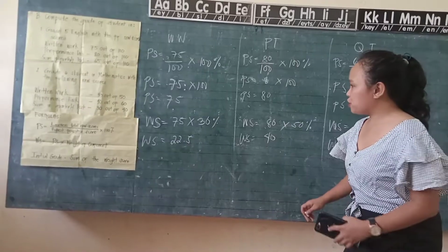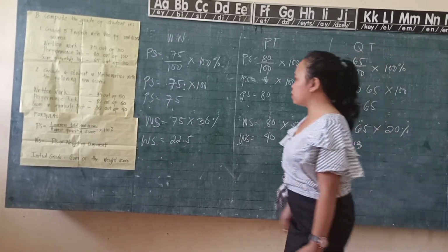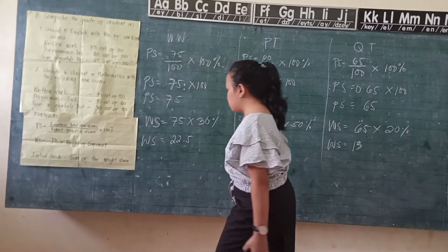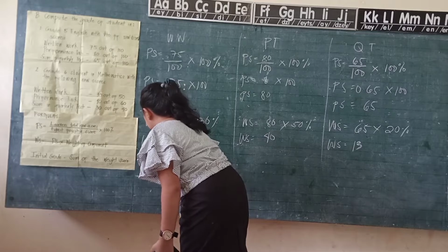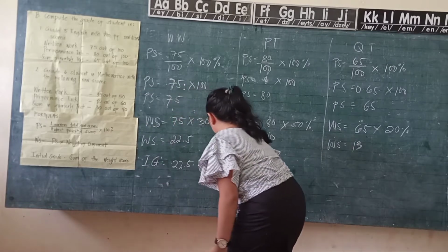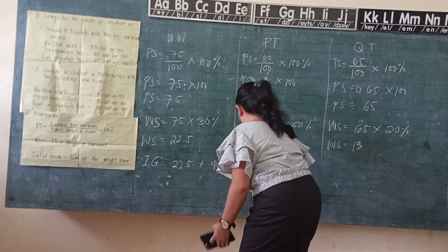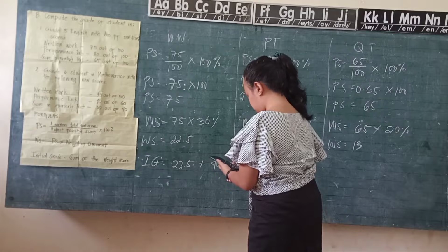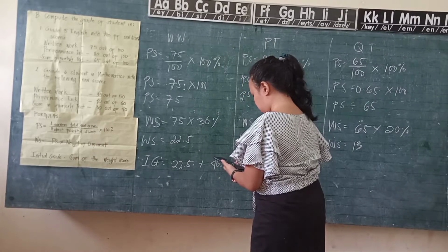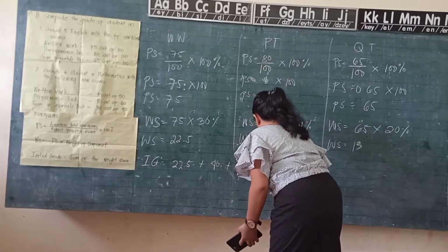Let's proceed to getting the initial grade of the student. The formula for the initial grade is the sum of the weighted scores. So 22.5 plus 40 plus 13 is equal to 75.5.